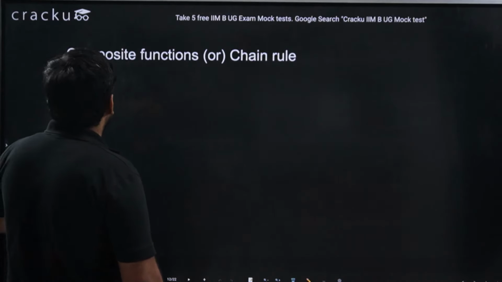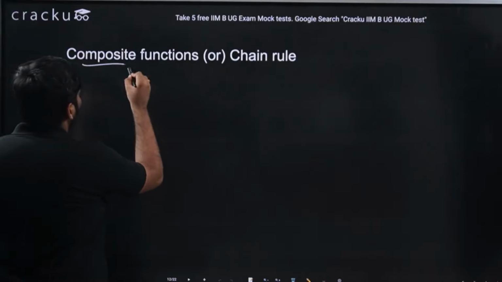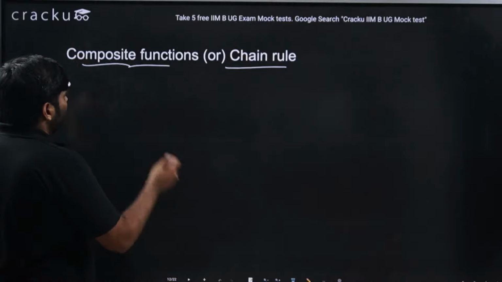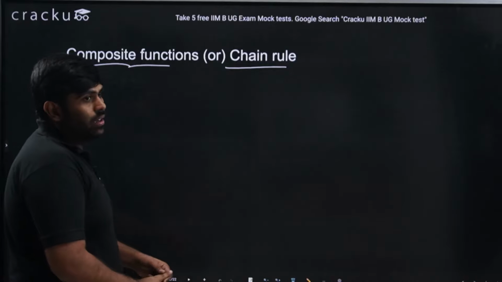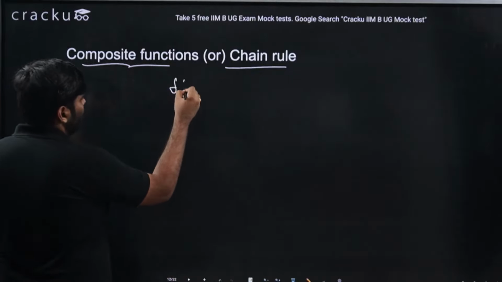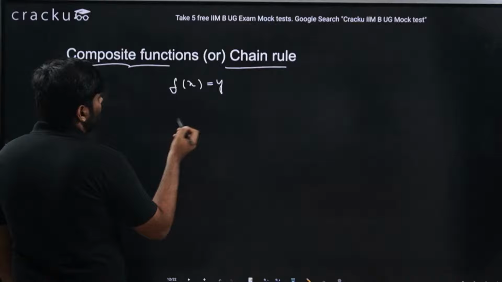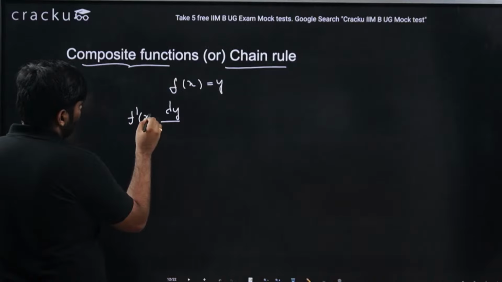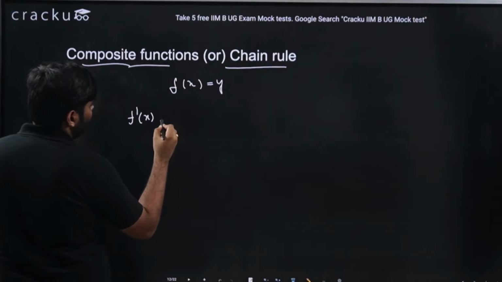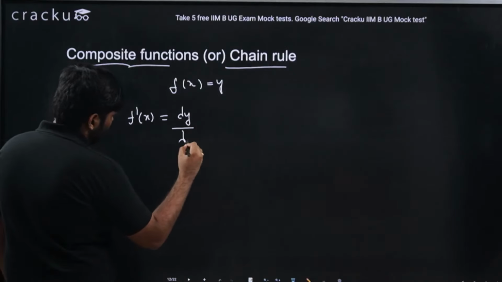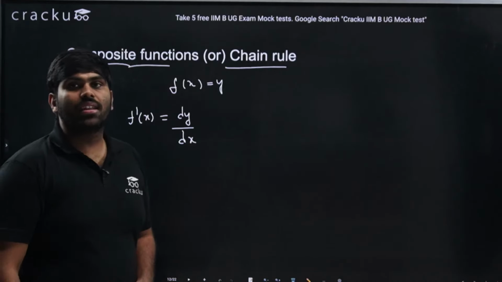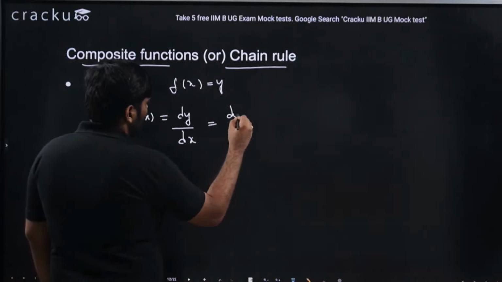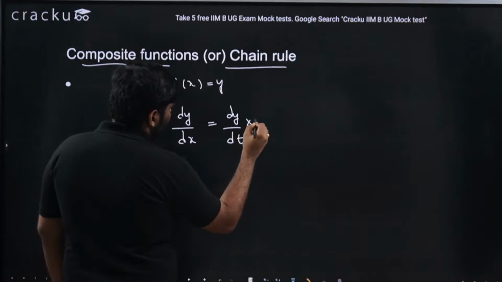So let us now see composite functions or chain rule. What is a composite function or chain rule in the case of differentiation? If there is a function f of x equal to some y, we say f dash of x is equal to dy by dx. Y is equal to f of x, so f dash of x, that is the derivative of f of x, is dy by dx. This can also be written as dy by dt into dt by dx.